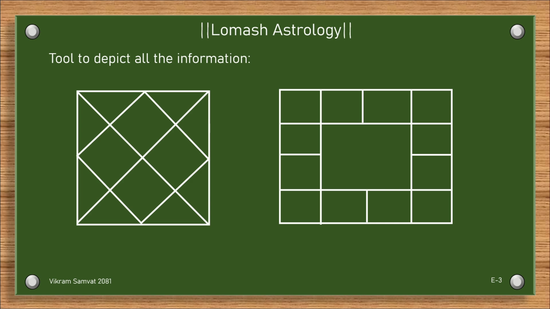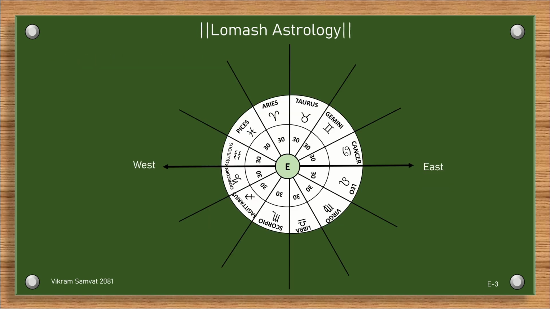On the left hand side it is a North Indian representation of the birth chart, and on the right side it is a South Indian representation of the birth chart. Now we have already discussed in a previous episode what the zodiac belt, which is circular, looks like. It is equally divided into 12 equal parts. Each zodiac sign is 30 degrees in size.